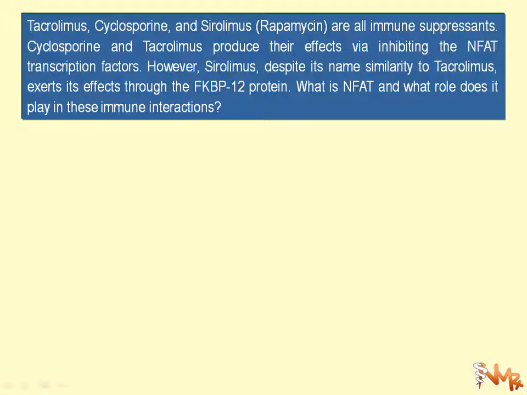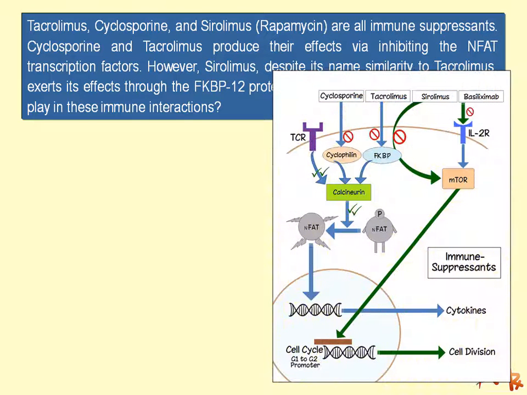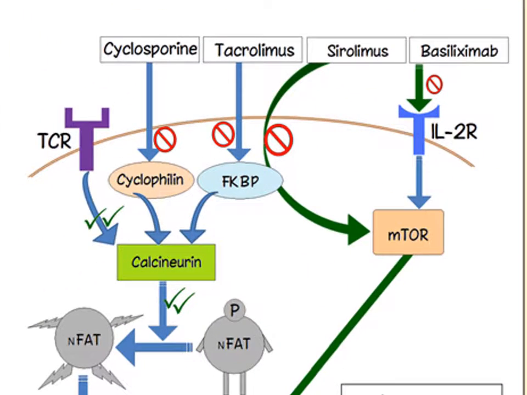Of course, the first question that we need to answer is, what is NFAT and what role does it play in these immune interactions? I'm going to be referring to this diagram for you. This is a good summary diagram to distinguish among the functions of cyclosporine, tacrolimus, sirolimus, and basiliximab. And of course, I also show the T cell receptors, and I'm showing also the interleukin 2 receptors, and they have some relationships to this important diagram that I am showing to you.